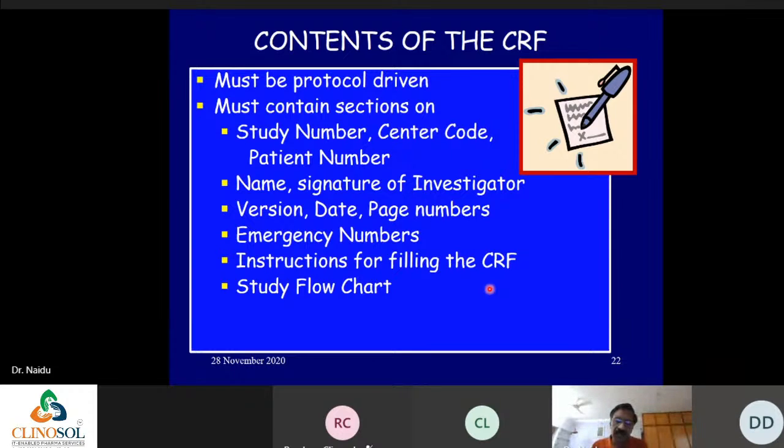Study flow chart is very important because I should know when actually is the next visit of the individual. At that point of time, what are the things I have to do? So flow chart has to be a part of case record form. Inclusion exclusion criteria, definitely it will be there. It is most important.